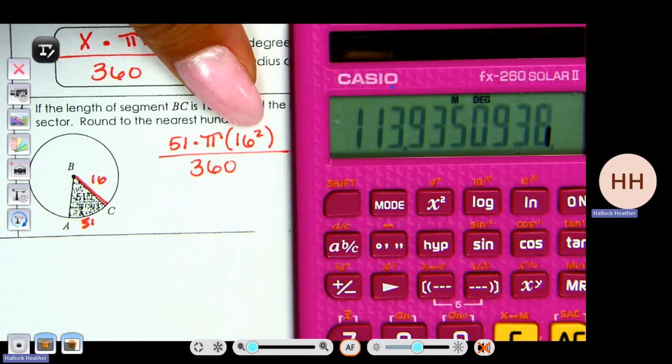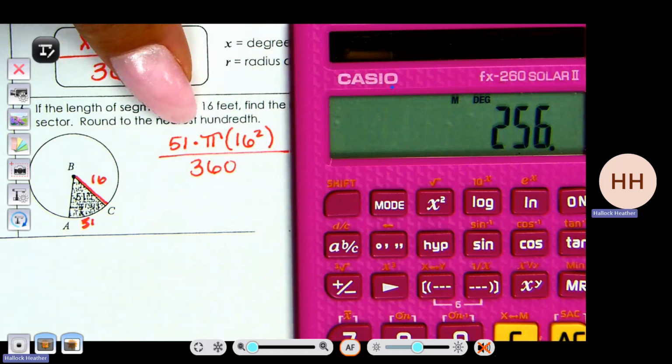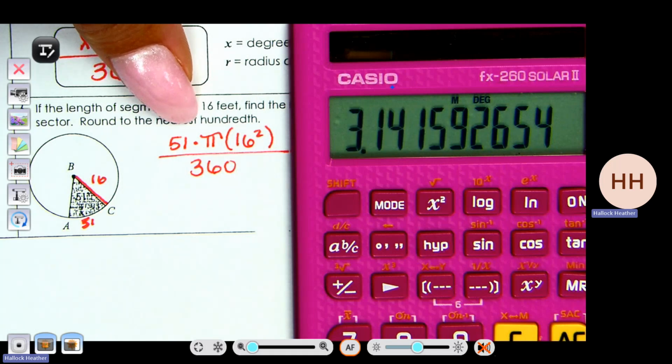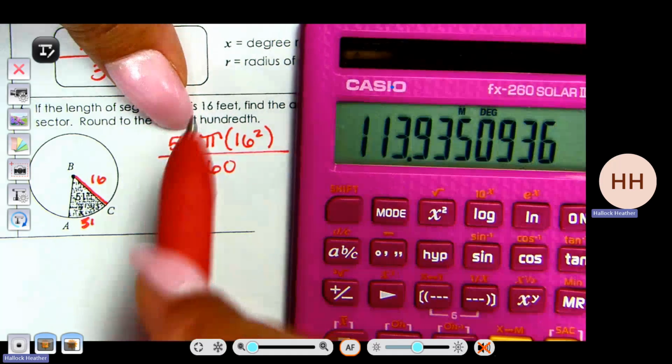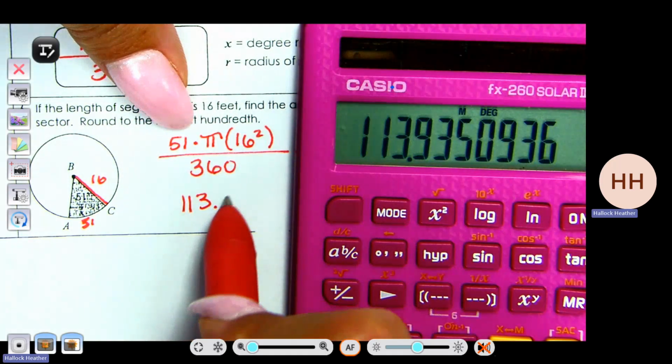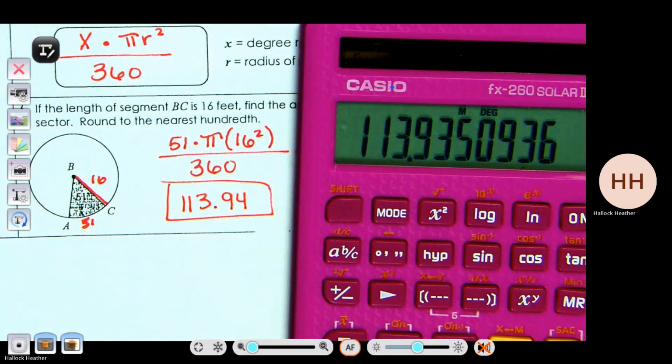Okay, let's try again. 16 squared, Kayla. Is it? Yeah. Times 51. Times pi. Remember pi is EXP. Press equals, I guess. Divide by 360. So you should get 113, hopefully, 0.94. And that's it. That's not that bad. This is 100% on your EOC. And this is pretty easy. So let's go to number 7.